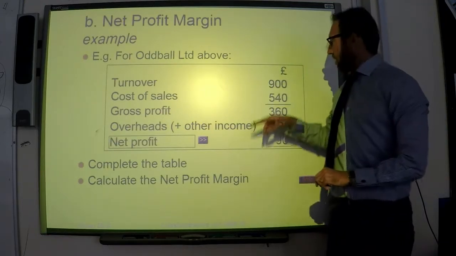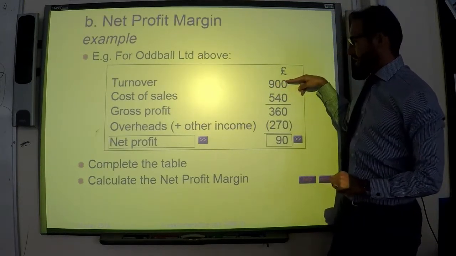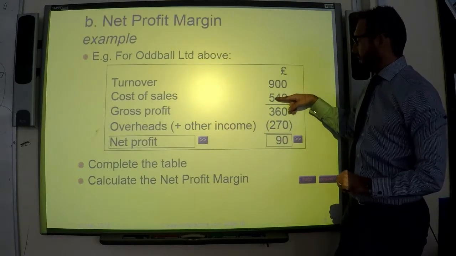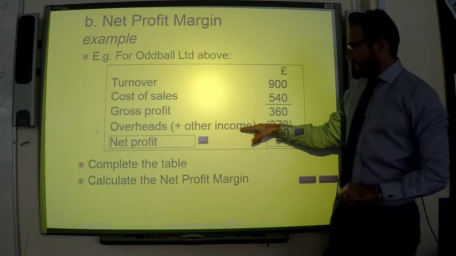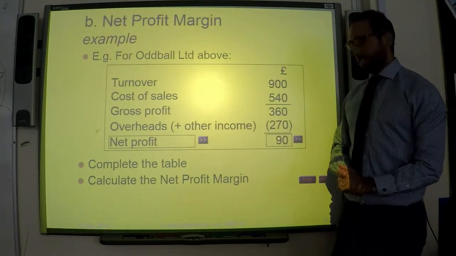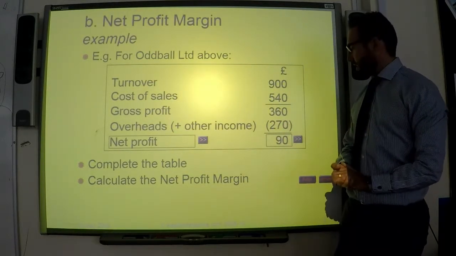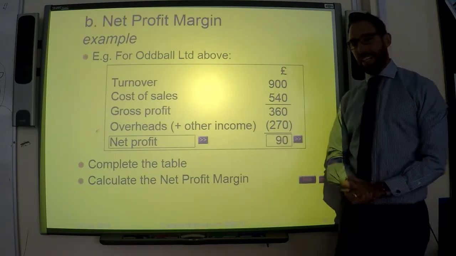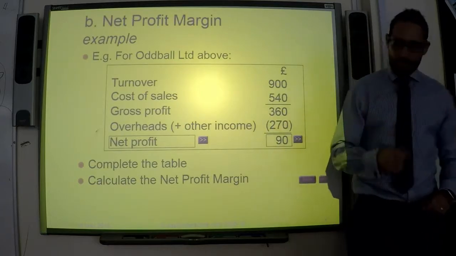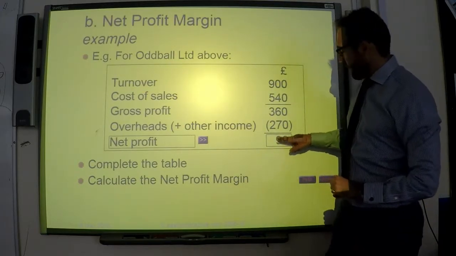Okay, we've got sales revenue of 900 minus cost of sales of 540, which gives us a gross profit of 360. Then we have our operating expenses of 270. So 360 minus 270 gives us a net profit of 90. Okay? Now we can calculate our net profit margin.